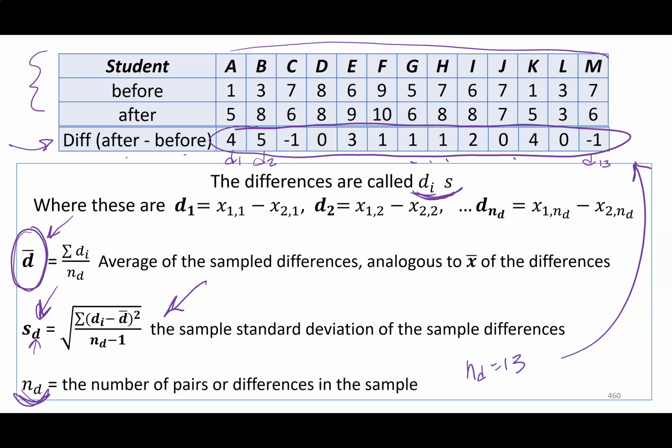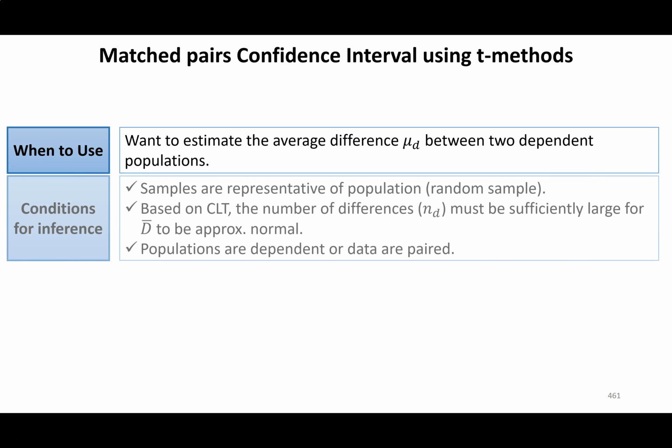So using that notation, now we're going to set up how we would put together the confidence interval and/or hypothesis test. So for the confidence interval, we're going to use this when we want to estimate the average difference. So when we have two paired or dependent populations and we want to estimate the average difference, this is when we would use this type of test. So we still do have conditions. We're going to stick to the 3 here. This is pretty much always going to be true.